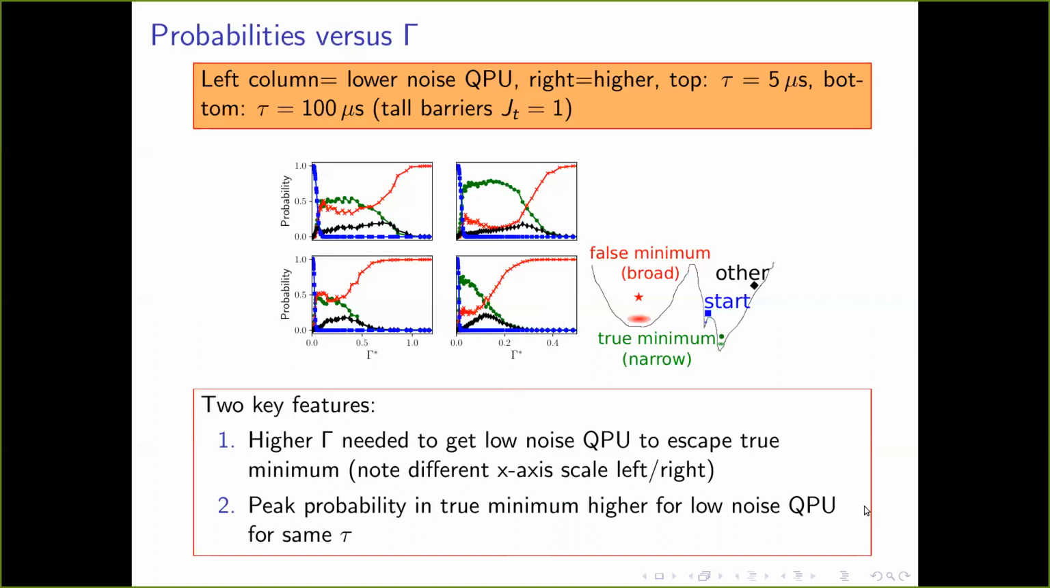And the second one is what I mentioned on the previous slide, that peak probability in the true minimum is lower for the low noise QPU for the same T, same tau, same wait time. So these plots are for different wait times.